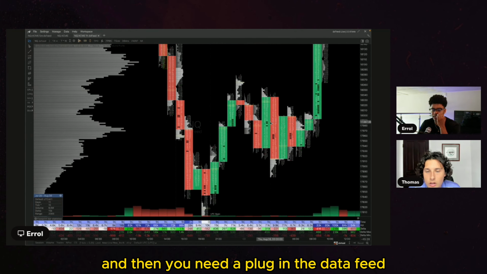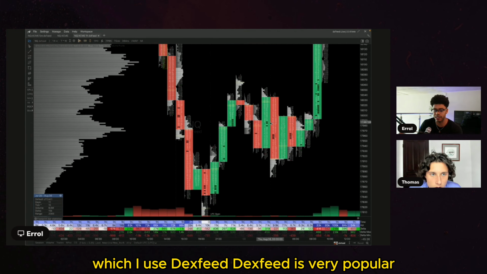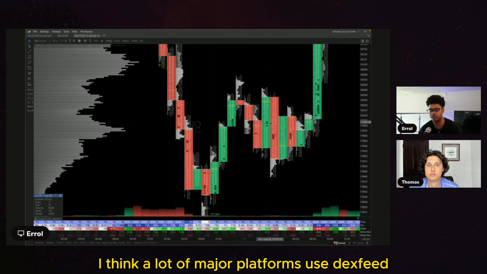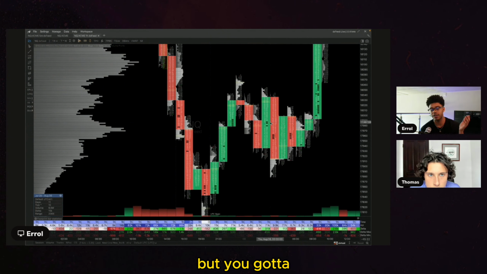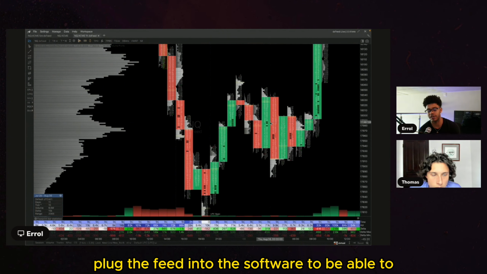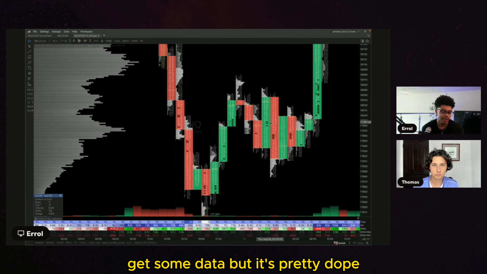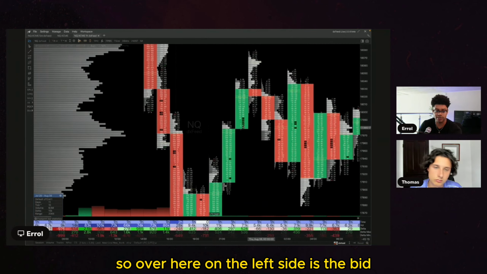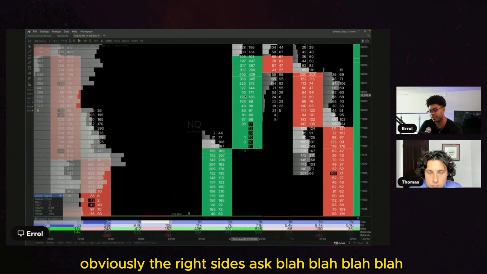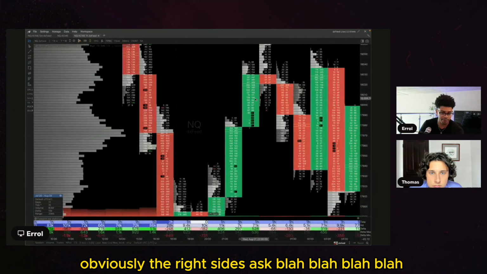And then you need to plug in the data feed, which I use DexFeed. DexFeed is very popular. I think a lot of major platforms use DexFeed, but you've got to plug the feed into the software to be able to get some data. But it's pretty dope. So over here on the left side is the bid. Obviously, the right side is the ask.